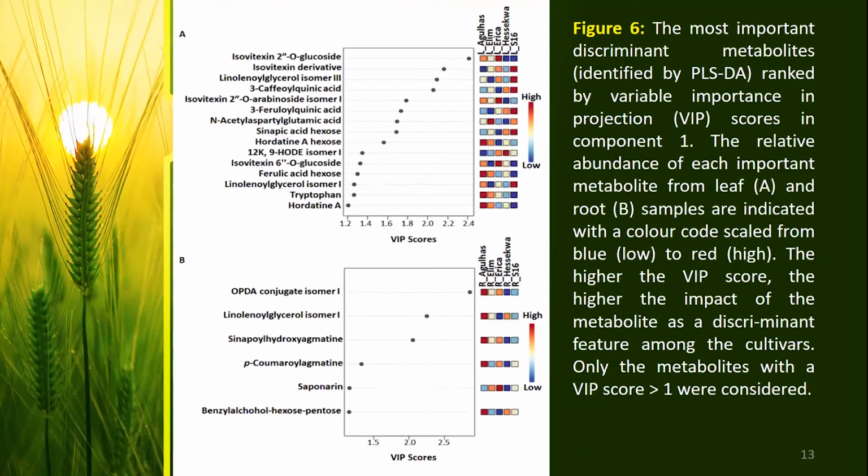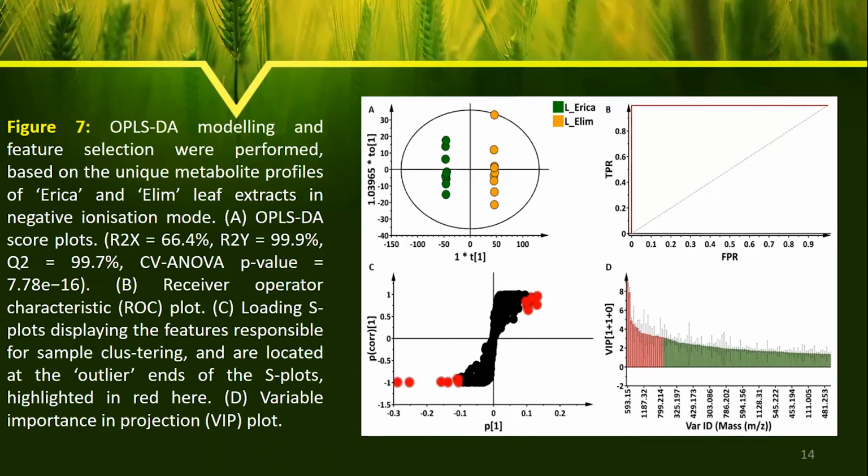In the root, except for saponarin, more predominant in Erica, Agulhas presented the relatively highest level of discriminant metabolites. Hessekwa, on the other hand, had the smallest relative concentration of metabolites. In addition to PLSDA, OPLSDA was performed as a binary classification method and provided potential signatory metabolites corresponding to each cultivar.